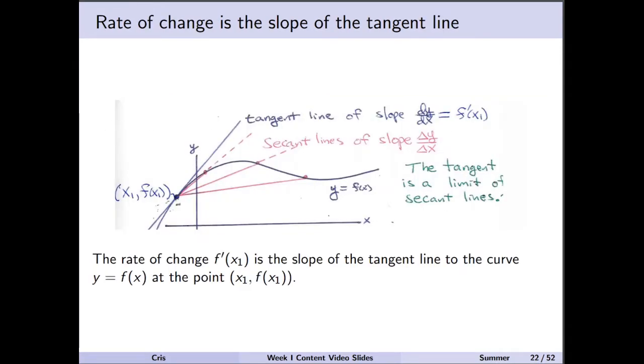The rate of change is the slope of the tangent line. So if we take the average rates of change, they're the slope of each one of these secant lines. In the limit, the tangent line is the limit of the secant lines, and the slope of the tangent line, which is dy over dx, is the limit of the slopes of the secant lines. So the derivative here, f prime of x1, gives us the slope of the tangent line at the point x1, comma f of x1. So we figured out a way to find the slope of the tangent line, which is all you really need to do to write down the equation of the tangent line.